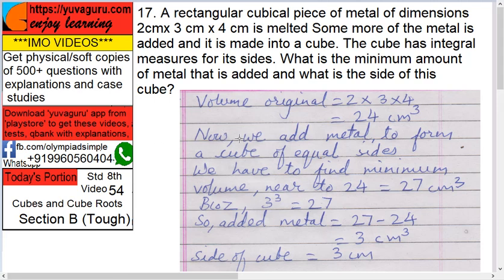That is the answer to question number 1. And what is the side of the cube? Once you get the volume as 27, then the side of the cube will be 3, because the cube root of 27 is 3. Getting this? This is 3 by 3 by 3, and earlier it was 2 by 3 by 4.